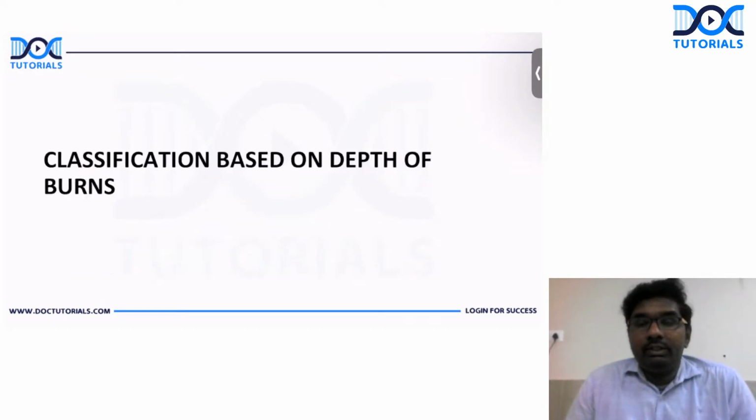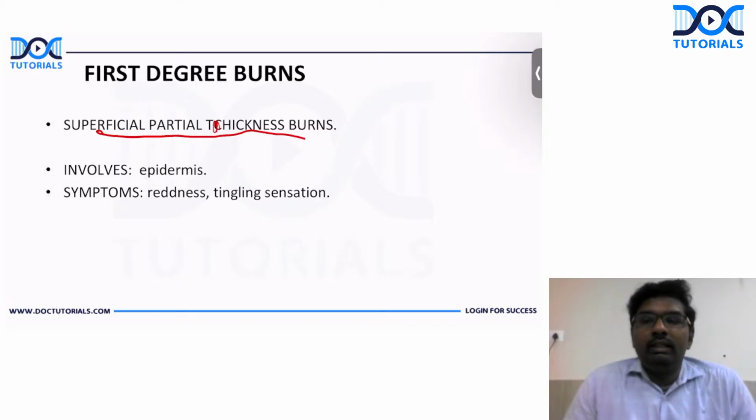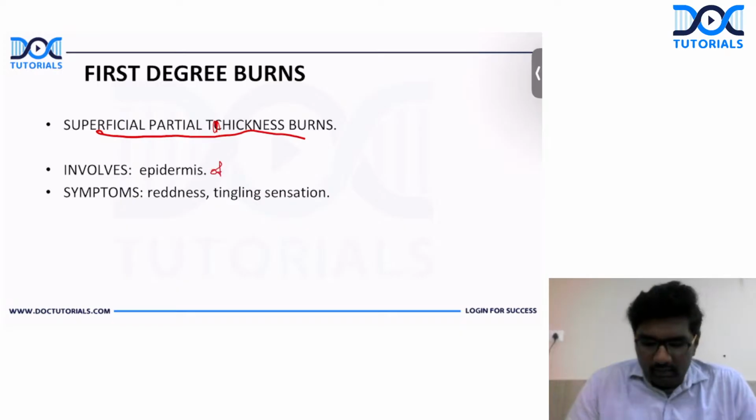So coming to the classification based on the depth of the burns. Till now, we saw the classification based on the etiology in detail. Now we are going to see the classification of burns based on depth. Of course, there are four degrees: first, second, third, and fourth degree burns. First degree burns are also called superficial partial thickness burns. This involves only the epidermis of the skin.